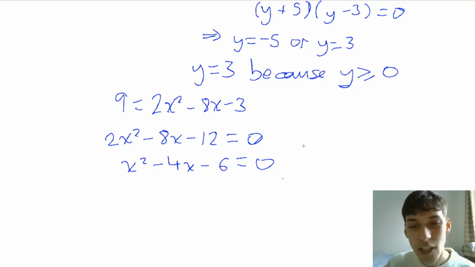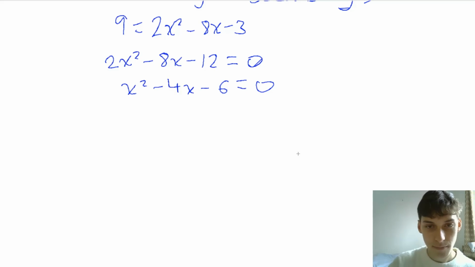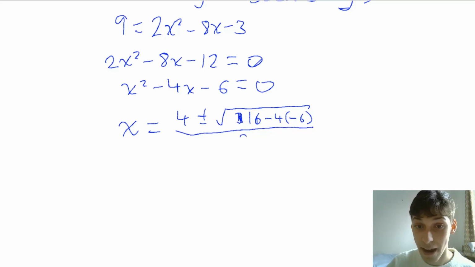Now, I don't think this is something we can factorise again, so I'm going to use the quadratic formula to find our value of x. So we have x is equal to minus b plus or minus the square root of b squared, which is 16, minus 4ac, so that's minus 4, where a is 1 and c is minus 6, all over 2a, but a is 1.